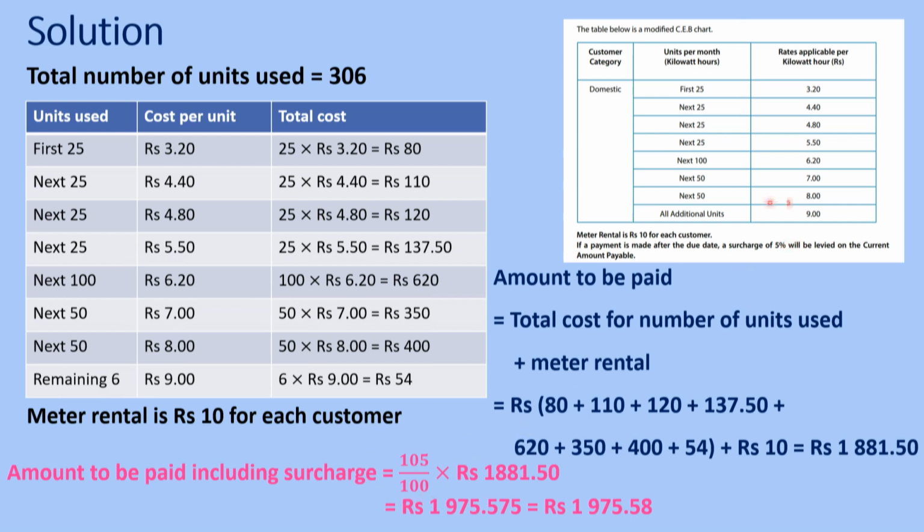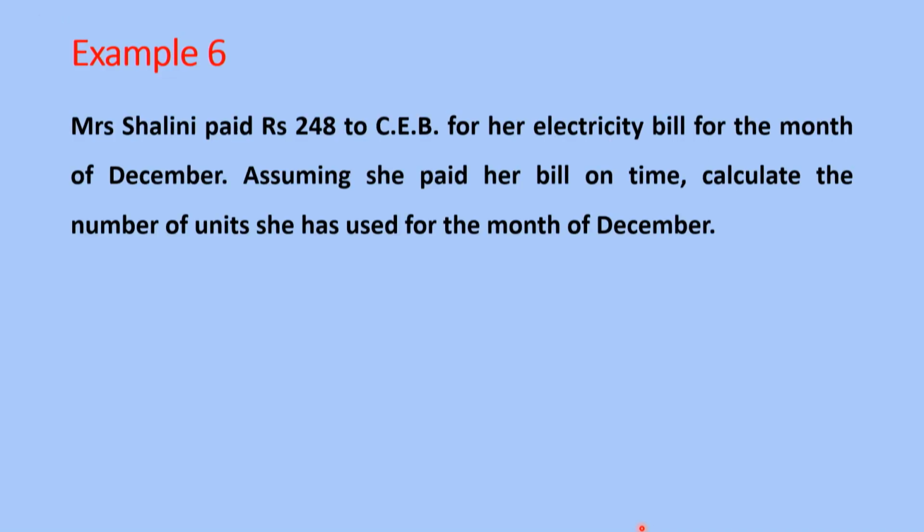So there is a fine of 5%. So the total amount to be paid will be 105 over 100 times the current amount payable, which is going to give me 1,975 rupees, decimal 575, which has been rounded. So Mrs. Fauzia will have to pay 1,975 rupees and 58 cents. We move on to the next example.